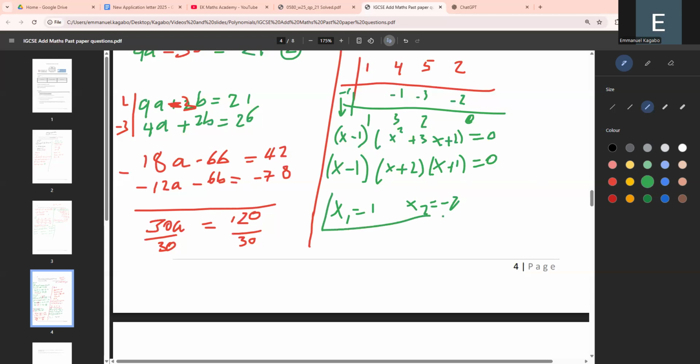So that is your polynomial. They are very important even when you are sketching the graph. You should be knowing how to do that.